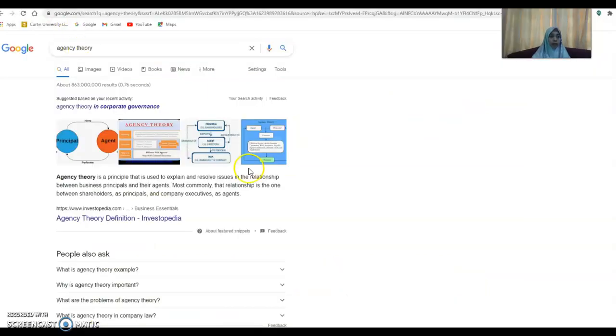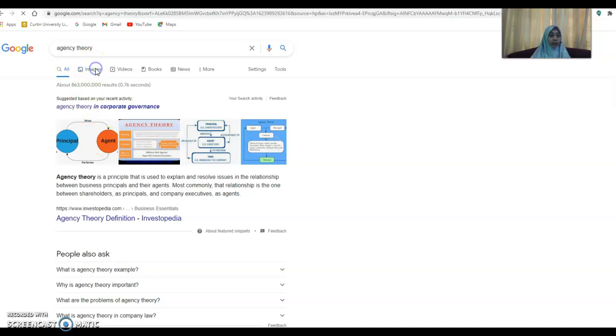Okay, if you just Google what is agency theory, it is a principle that is used to explain and resolve issues in the relationship between business principals and their agents. So you are looking at two parties, the principal and the agent. Most commonly, this relationship is the one between shareholders as the principal and the company executives as the agent. So who are the principals and who are the agents? The principals will be the shareholders as the owners. They are the principal, and you have the agent that is the managers or the business executives or the directors.